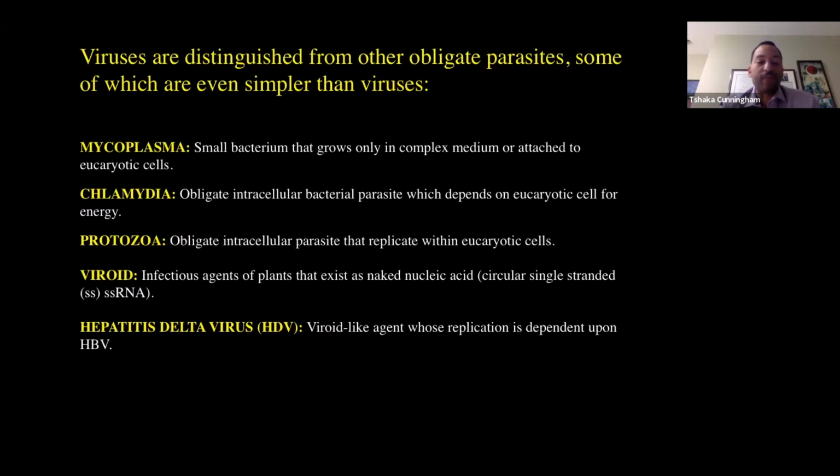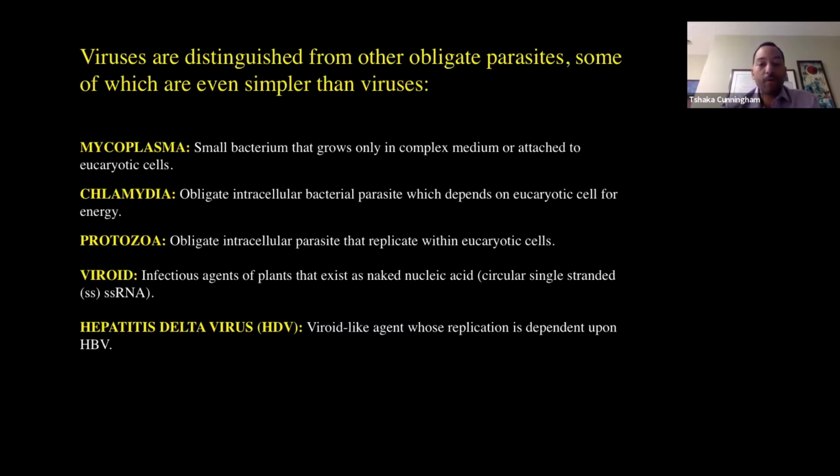And then you have these virus-like things. This thing's called hepatitis delta virus. They call it a viroid-like agent. Its replication is dependent on hepatitis B virus, right? So you've got a virus that's dependent on a virus. So that's the ultimate parasite.